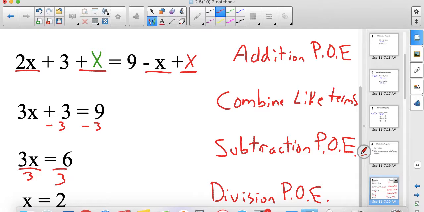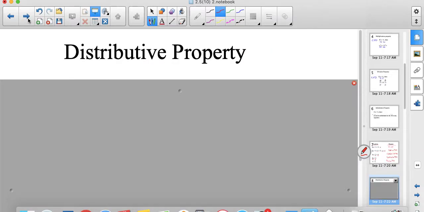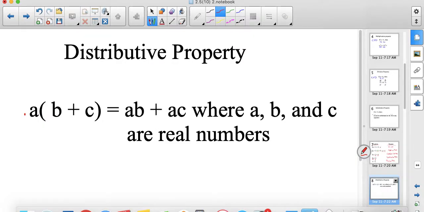Now, your other property we're going to look at here today is known as your distributive property. We used it in our opener. Distributive property says if I have some number out in front of my parenthesis, I can multiply that A into both parts to get A times B plus A times C, where A, B, and C are any type of real number.